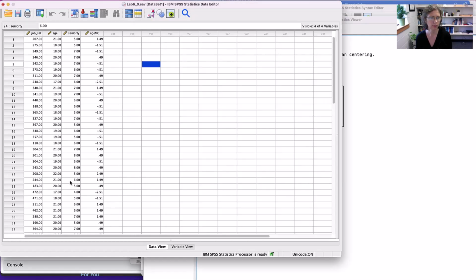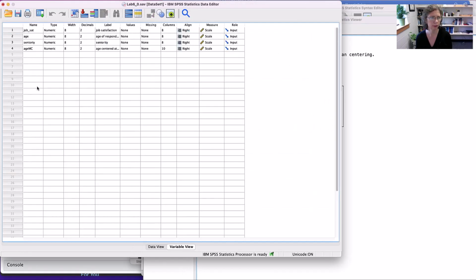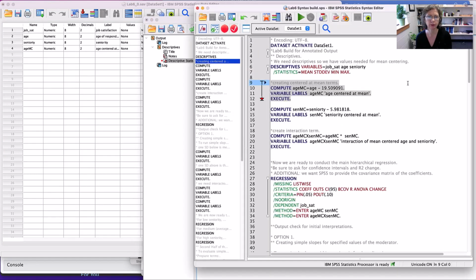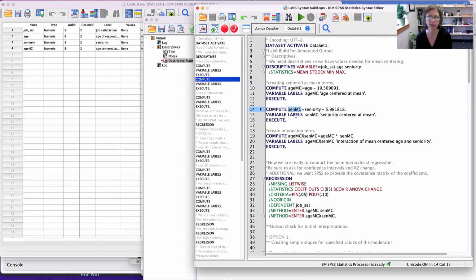And then I have a new variable here that's age mean centered. And now that you have that coding in your syntax, you don't have to do all the click through all the time. You want to create a mean centered for seniority. So that's the name of the variable. That's the actual variable in the data set. Spelled wrong, seniority, okay.